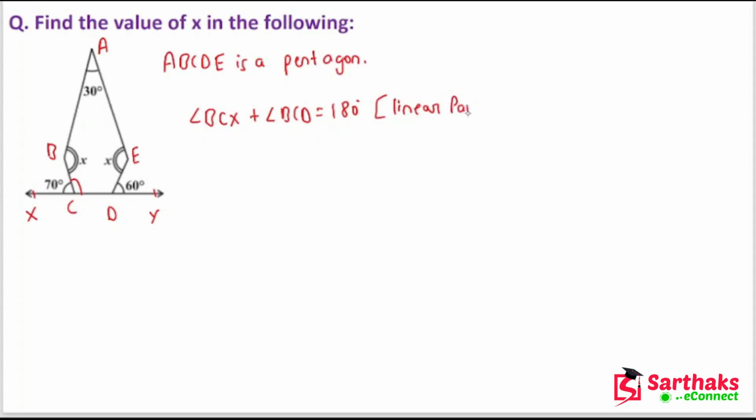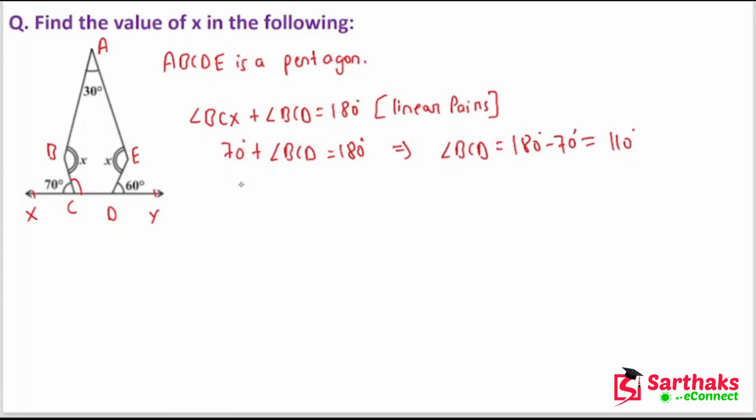These are linear pairs, right? So the sum of these angles, see clearly, it is a straight line. XCD is a straight line, so it will be 180 degrees. So angle BCX, which is 70 degrees, plus angle BCD is equal to 180 degrees, which simply says that angle BCD is equal to 180 degrees minus 70 degrees, which would be 110 degrees, right?